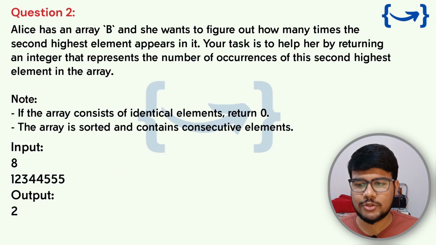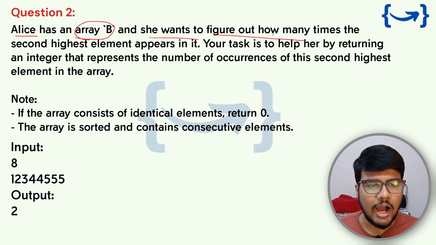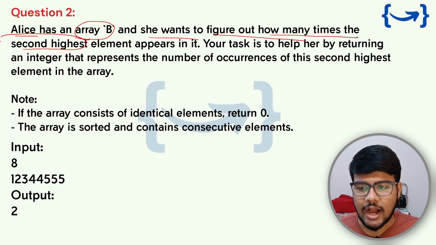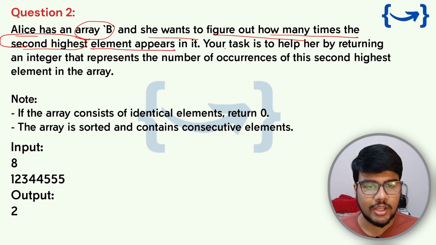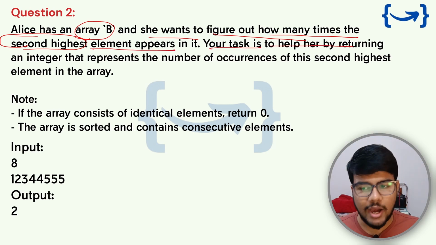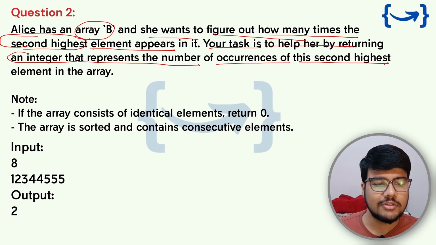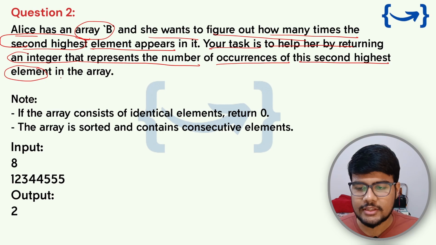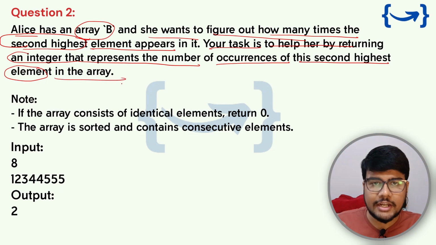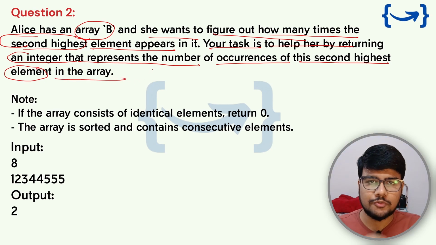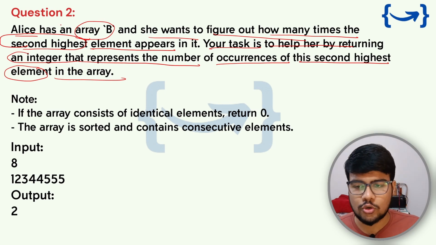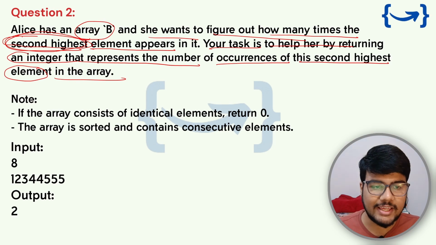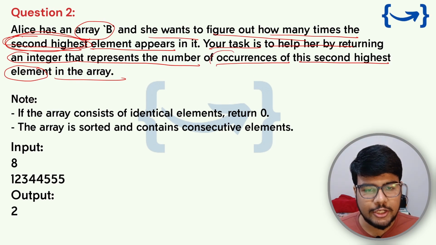So the second problem, as you can see on the screen, is: Anis has an array B and she wants to figure out how many times the second highest element appears in it. So your task is to help her by returning an integer that represents the number of occurrences of this second highest element in the array. If I read this question once, I can figure out that we need to do two operations. Firstly, I need to find the second largest element, or second highest element, present in the array, as well as find its occurrence.